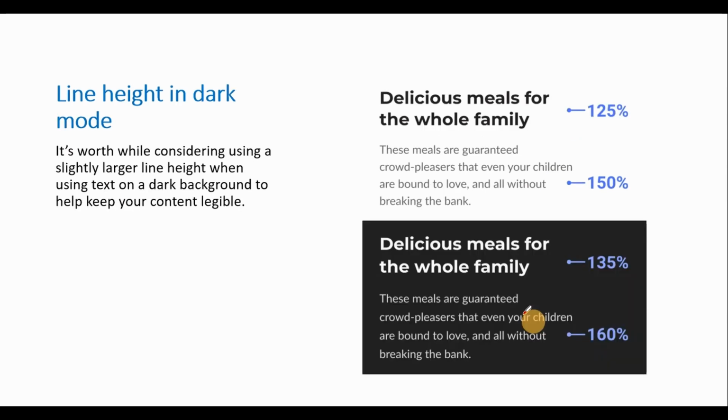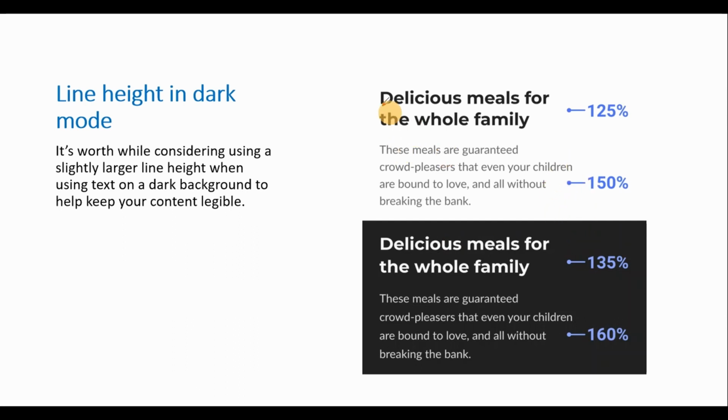So the next one is line height in dark mode. It's worthwhile considering using a slightly larger line height when using light text on a dark background to help keep your content legible. So when you create dark modes on your mobile device or website where you have a light mode and dark mode feature, we need to put this into consideration based on the line height as well.